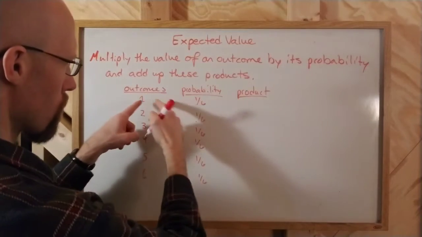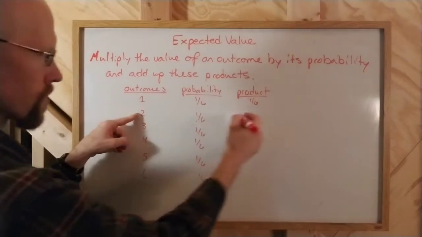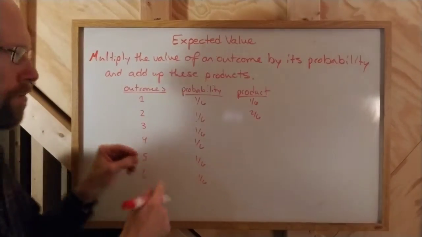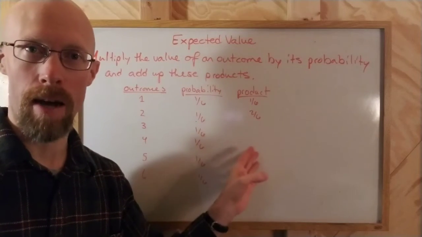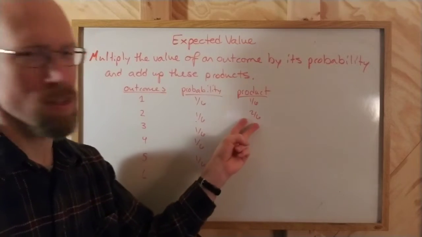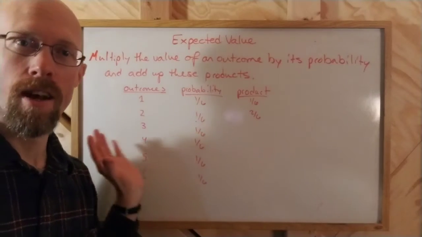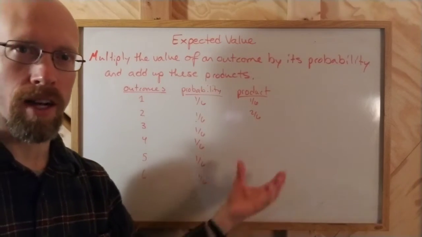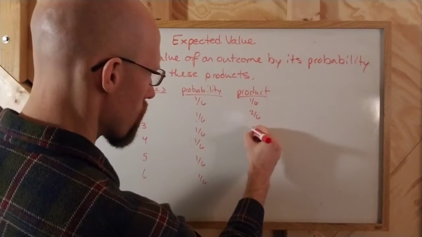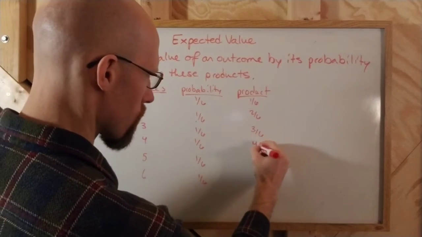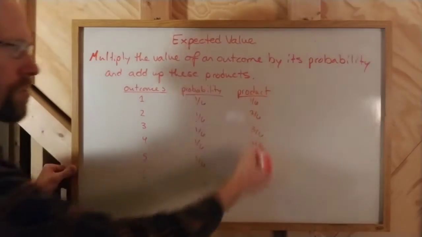So the product is going to be 1 times 1/6 is 1/6. 2 times 1/6 is 2/6. I'm not going to reduce the fractions here, because in the end I'm going to want to add these together, and I want my common denominator to be there. If I reduce this to 1/3, I have to rebuild everything with a common denominator at the end, and it's kind of messy. So it's nice, at least at the beginning, not to reduce the fractions, but to reduce at the end. So 2/6, 3 times 1/6 is 3/6, 4 times 1/6 is 4/6, and so on, 5/6 and 6/6. These are the products.